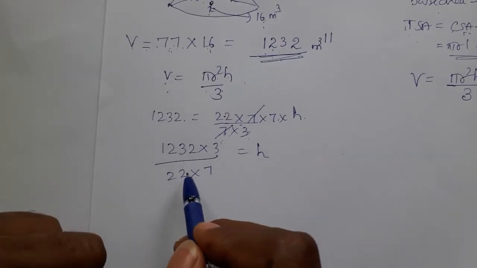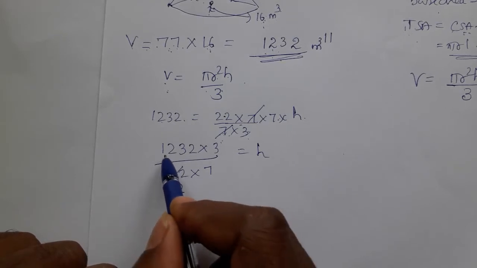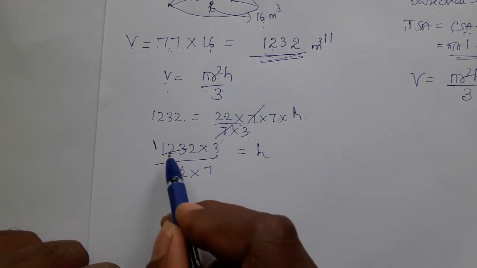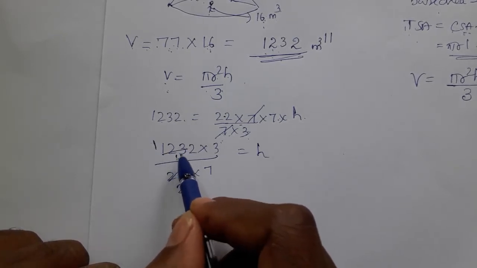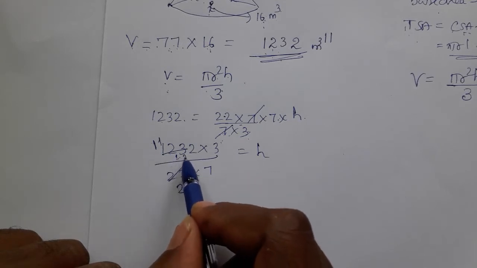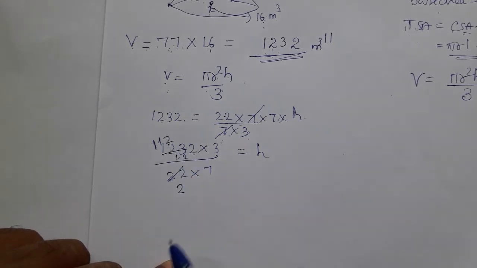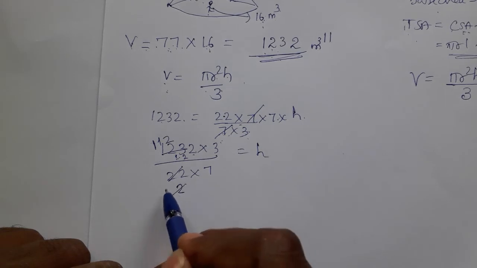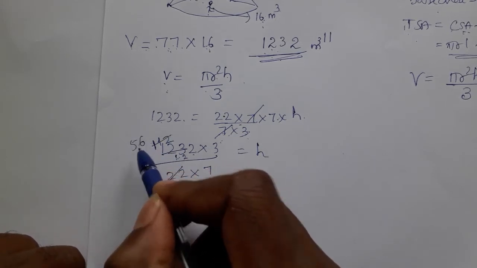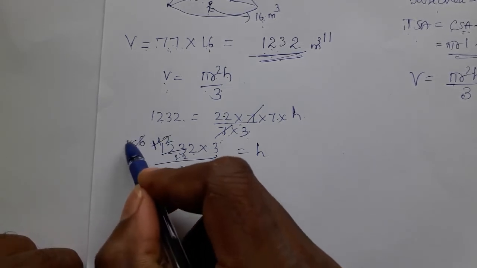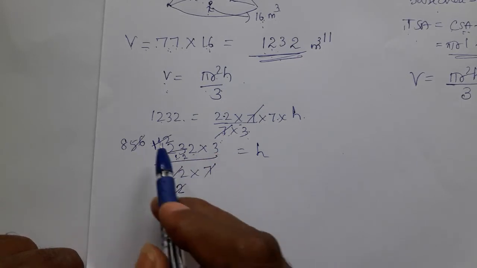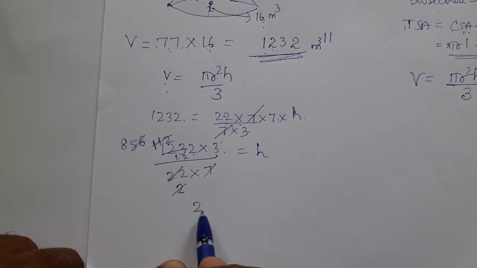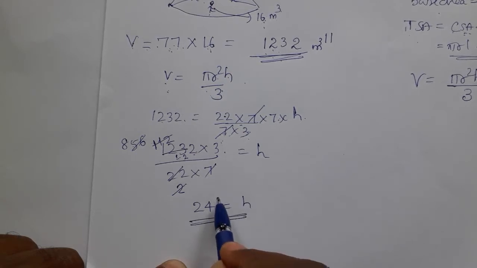Now the 11 table we choose. 11 twos are 22, 11 ones are 11. Remember, 1 is the remainder, 13. Again 11 ones are 11, 2 remainder, 22. 11 twos are 22. Now again the 2 table we'll take: 2 sevens are 14, 56. 7 table, 7 eights are 56. Now 8 and 3 is the remaining. So 8 into 3 is 24. Therefore height is equal to 24 meter.